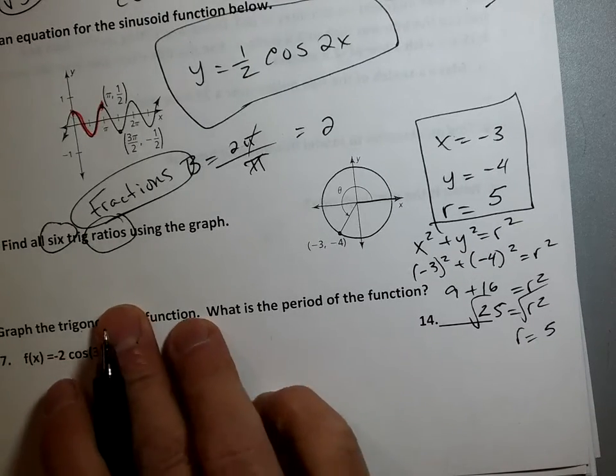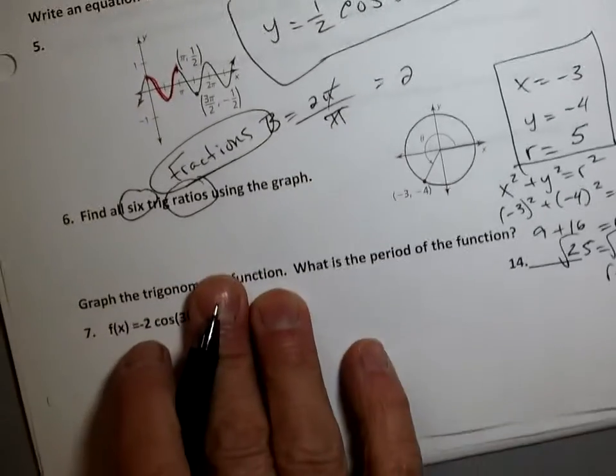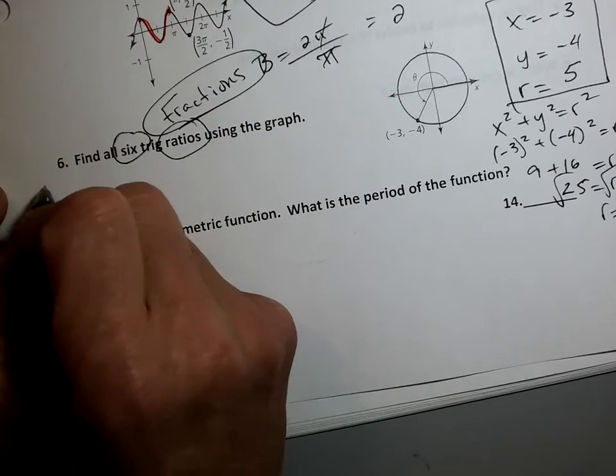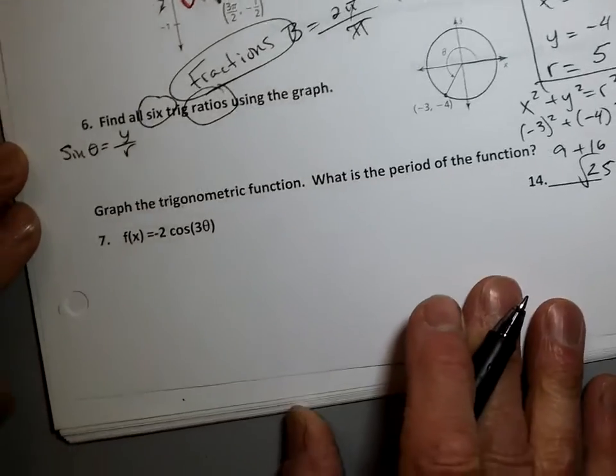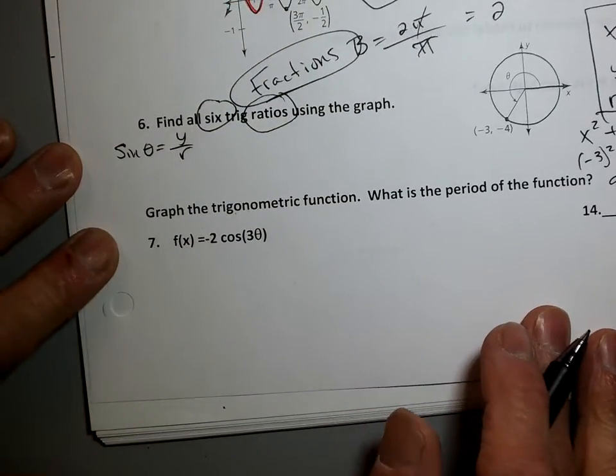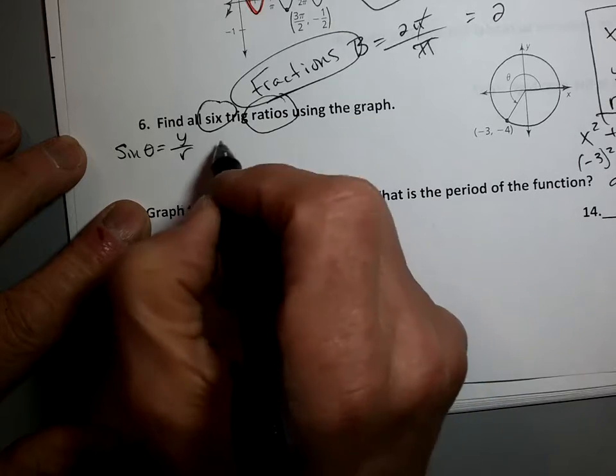Now it gets easy. As long as you have this in your notes, it gets easy, okay? So sine of theta is equal to the y value over the r. Okay, that's in our notes somewhere. So in this case, it's just going to be negative 4 over 5.